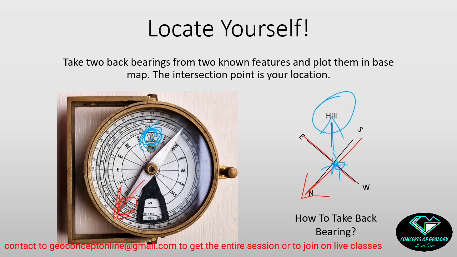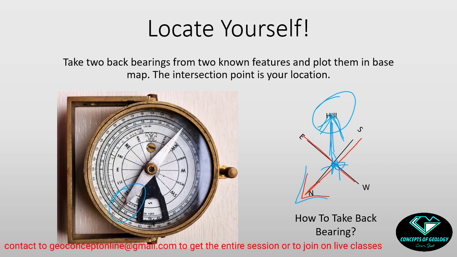So I am here and I am looking towards the hill. That means in which direction am I looking? This is the north. I am looking towards the southeast. Now see, on which end of the magnetic needle the southeast quadrant is there. You can find it on this quadrant. Here the southeast is written. So I am looking towards the hill and I am looking towards the southeast.